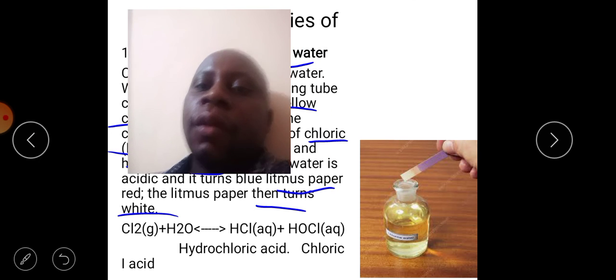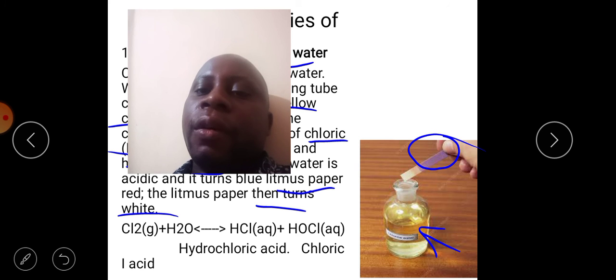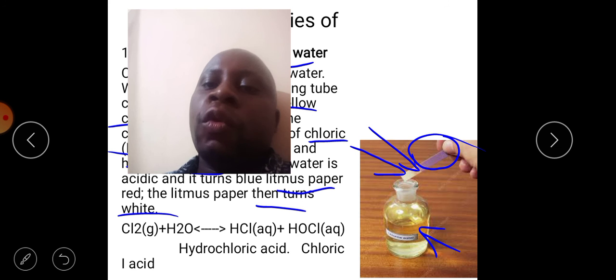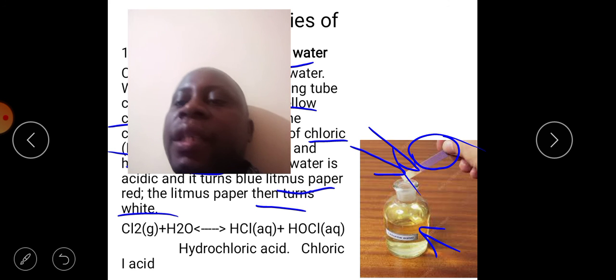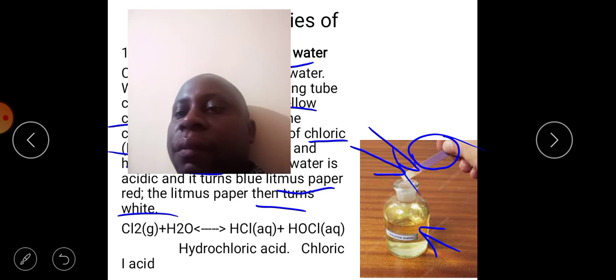Good. So you're able to see that this is the blue litmus paper we're talking about. And when it is dipped into this solution here, which is the chlorine water, the one which is green yellow in color, it changes into red, showing that it is an acidic solution. And then quickly it changes to white, or it is bleached. The bleaching action is due to what? What bleaches that particular litmus paper?